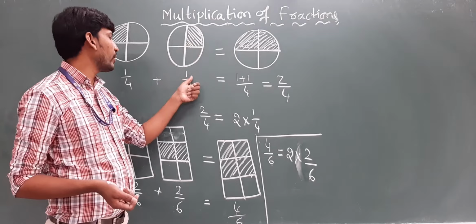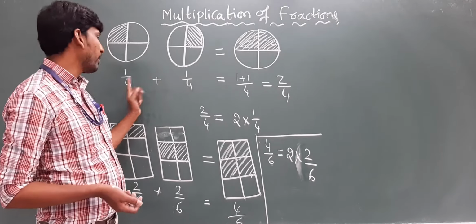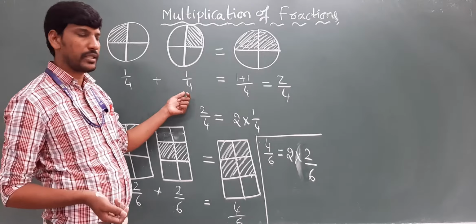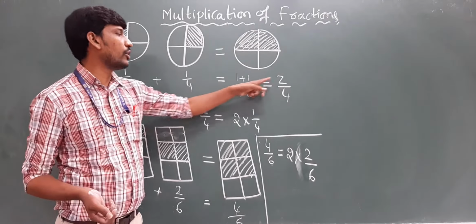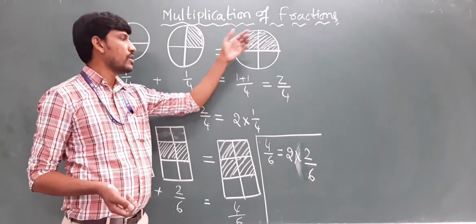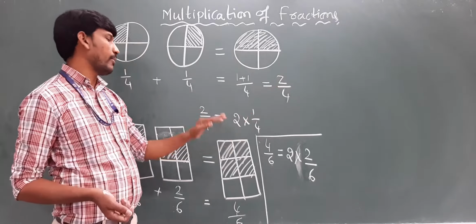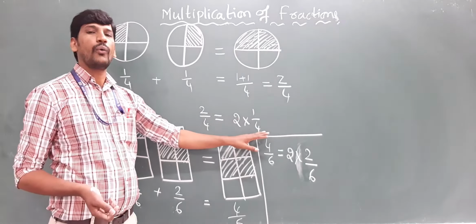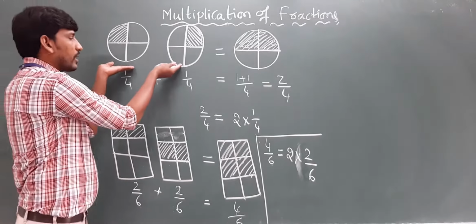In this one part I am going to take the shaded part, 1 by 4, 1 by 4. Both are equal. I mean to say that both are like fractions. Add the numerators directly, you will get 2 by 4. That means 2 parts are shaded in both the circles. So this 2 by 4 I am going to write as 2 into 1 by 4, because we are taking 2 circles.